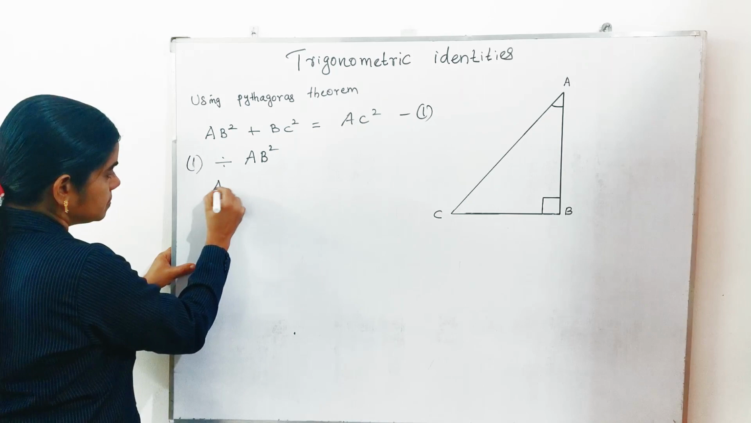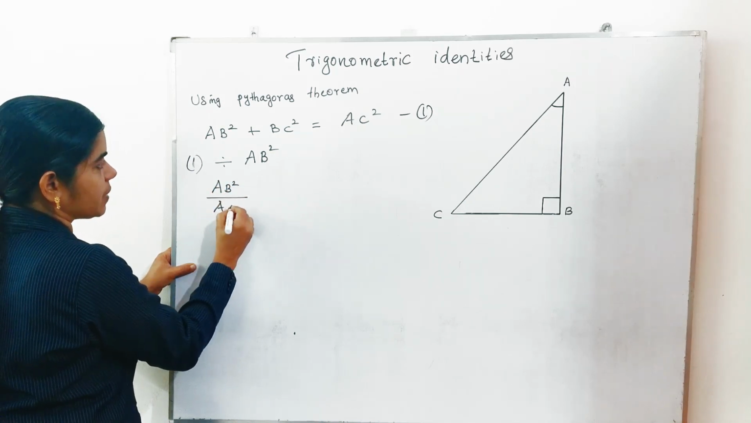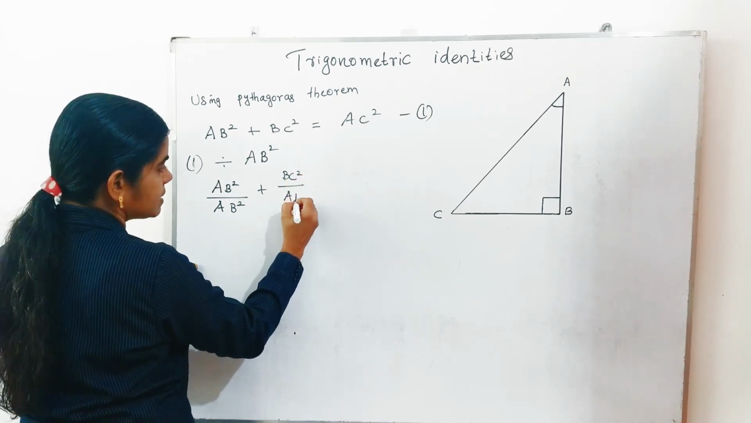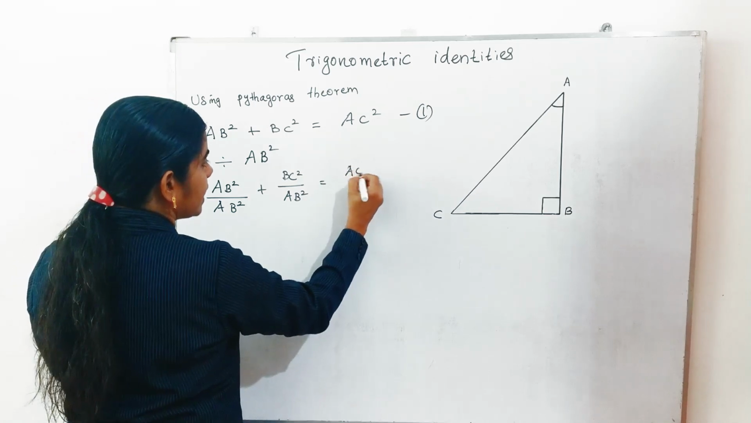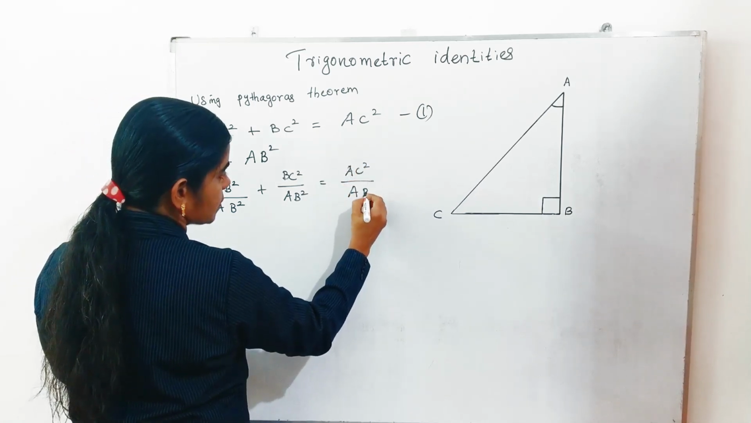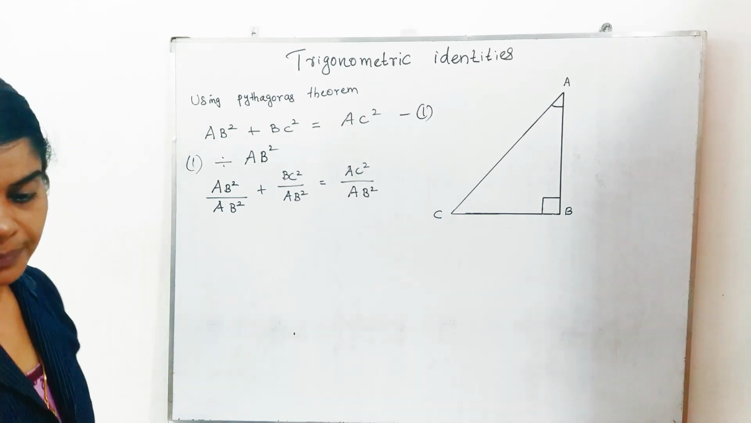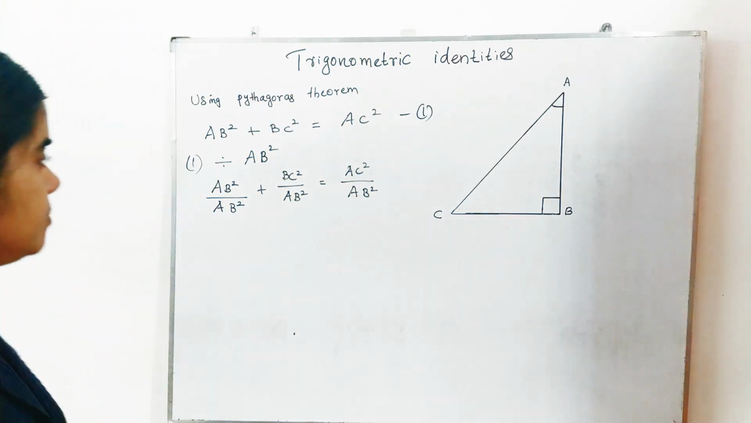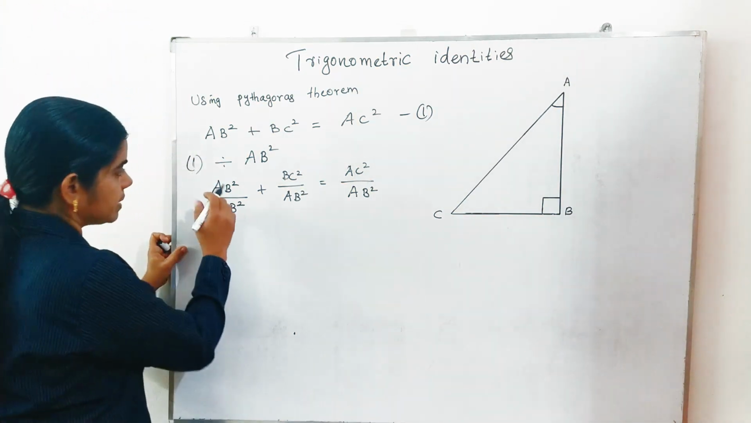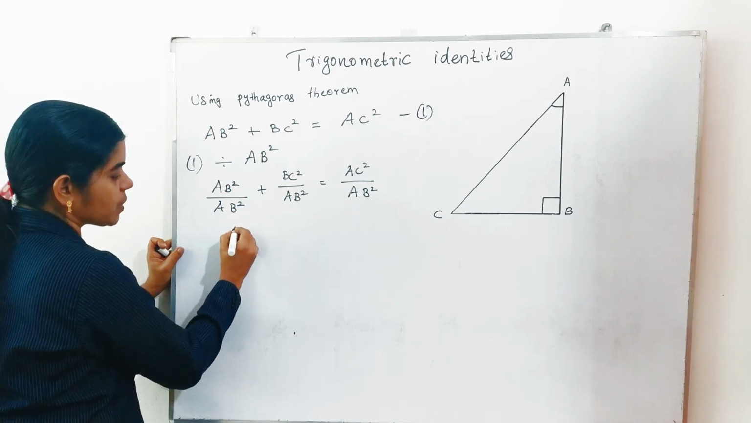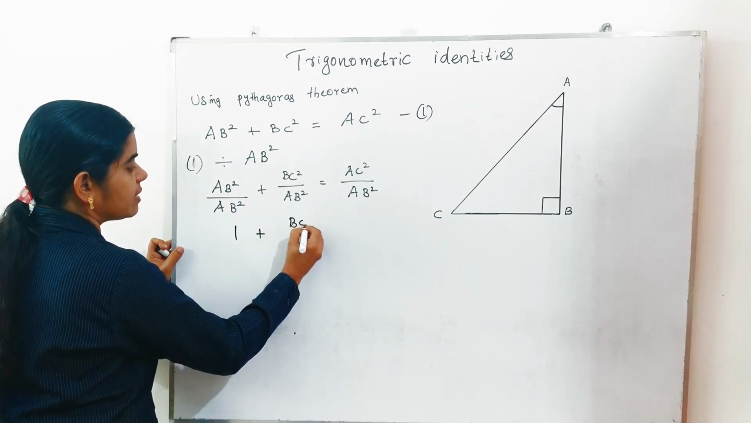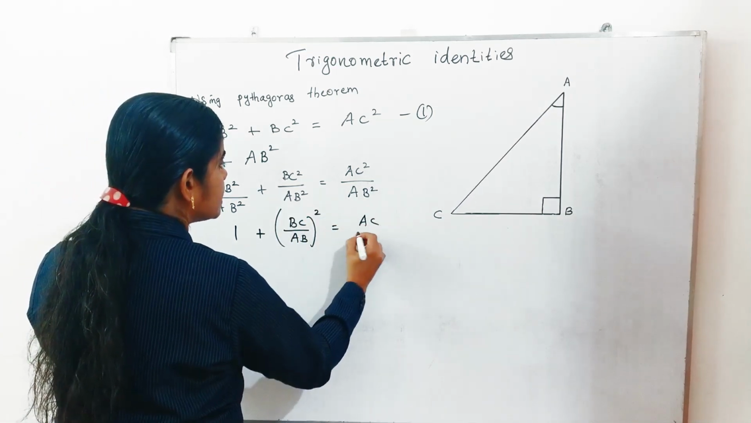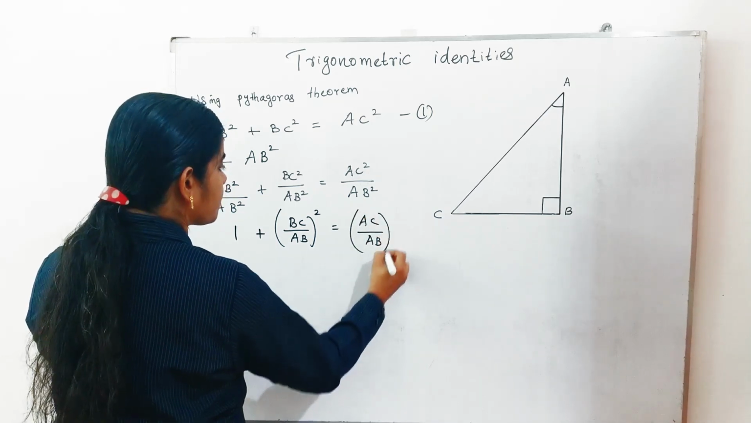Just look. AB square by AB square plus BC square by AB square is equal to AC square by AB square. This is our equation. Then you know that AB square by AB square means 1, plus BC by AB whole square is equal to AC by AB whole square.